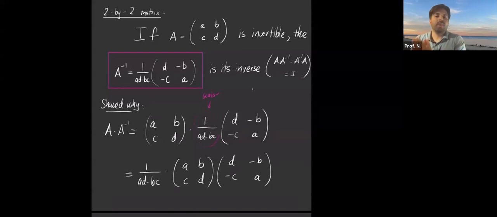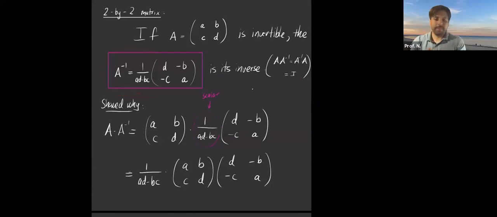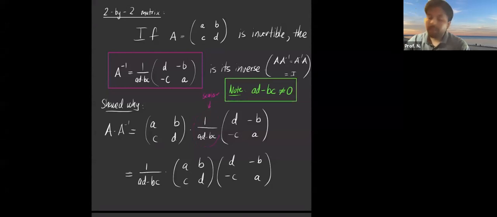Does anybody see where this can go wrong? Where can this formula go wrong? If you look at AD minus BC equals 0, that's the problem. So then this is like a caveat, right? So note AD minus BC does not equal 0. So now this becomes a condition.